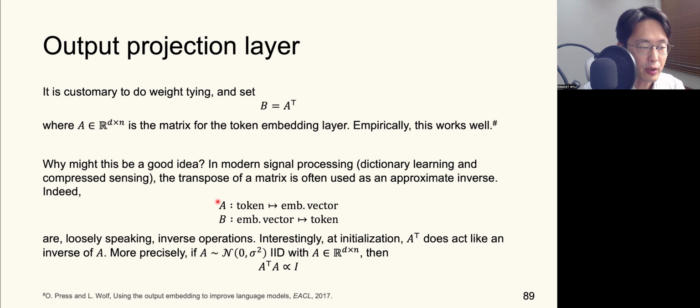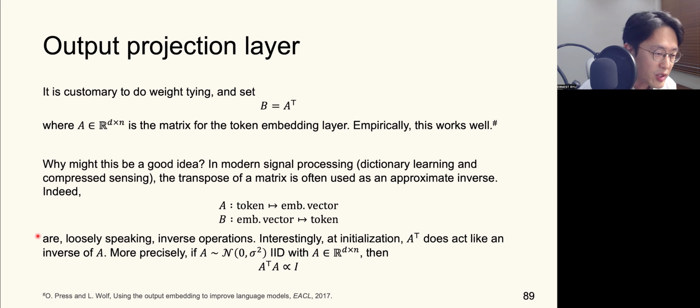Indeed, if we look at the purposes of these matrices, the purpose of matrix A is to take a token index and return an embedding vector. Whereas for the matrix B, we have an embedding vector and we want to turn that into a token index that we can sample from, or a distribution of token indices. So loosely speaking, we can feel that A and B are sort of inverse operations.